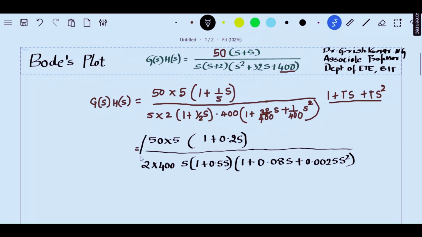Now I need to solve this. What do I get? 50 into 5 divided by 2 into 400. If I solve this in the calculator, I end up getting 0.3125. So I'll just erase on the upper side, and then replace that with 0.3125. I'll take the eraser and remove these terms.